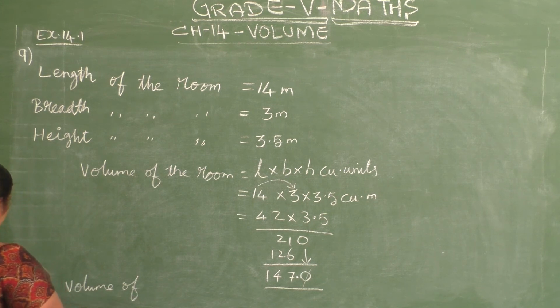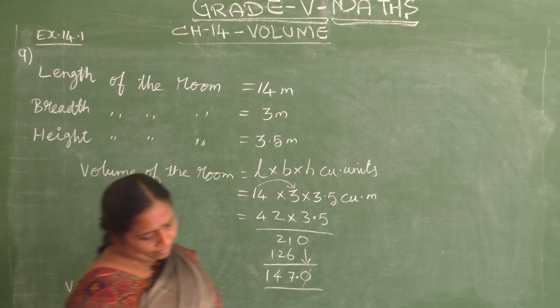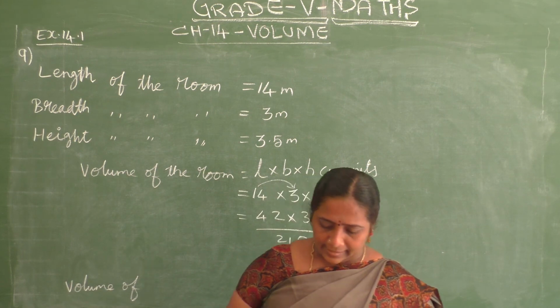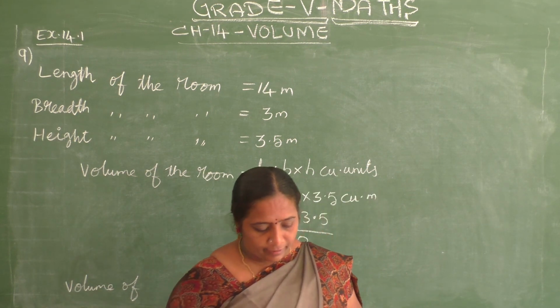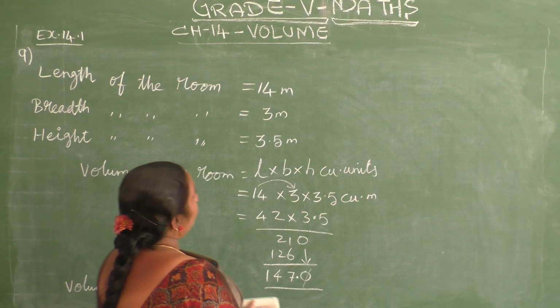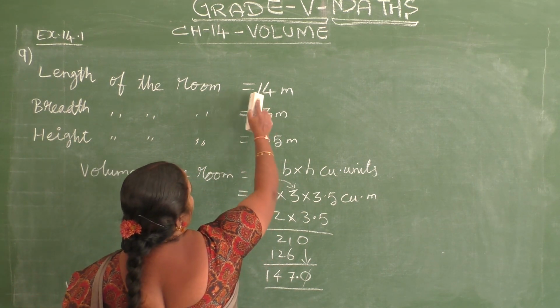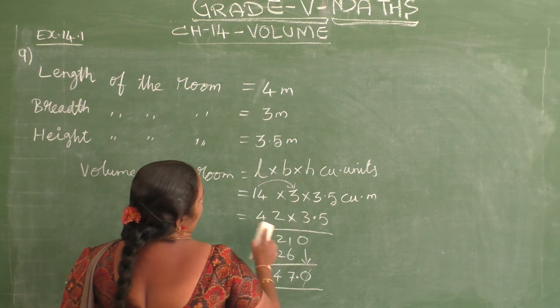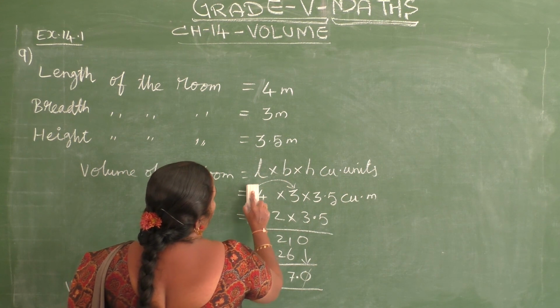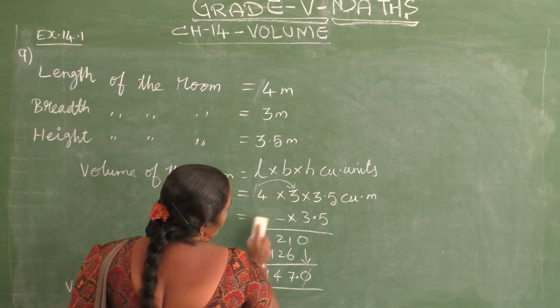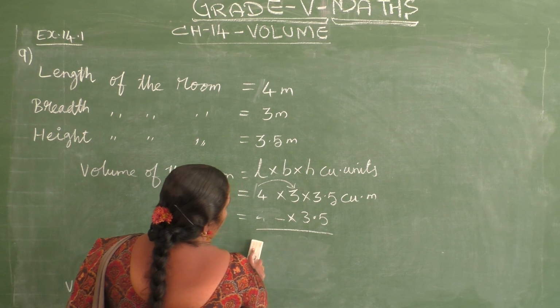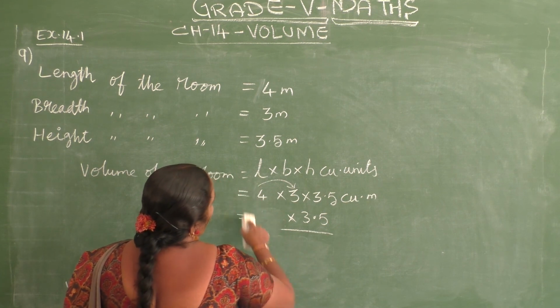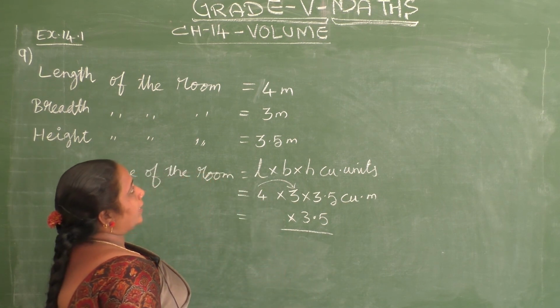Sorry ma, here they gave 4 meter only. Sorry, see in your question they gave the length is 4 meter only, but I wrote here 14 meter. That means our calculations also we have to change. Just 4 meter only they gave. By mistake I wrote 14 meter.